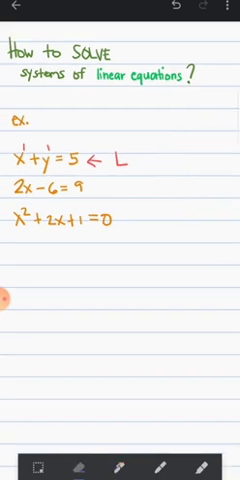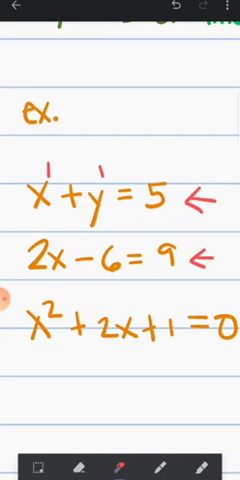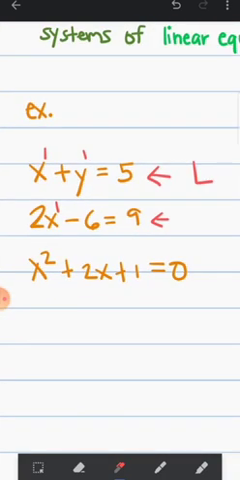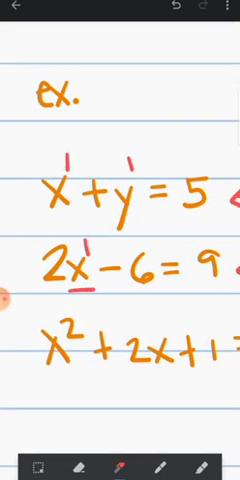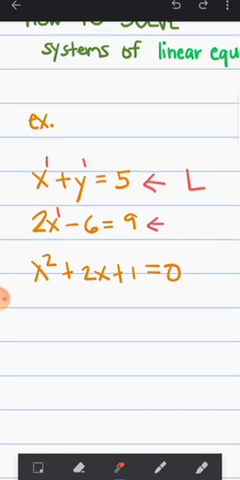And then the second example, what about this one? 2x minus 6 is equal to 9. Is that linear or not? Of course, it is linear because, as you can see, the variable is x and the highest degree is 1. And all of these other terms are just constants. So that's also linear.